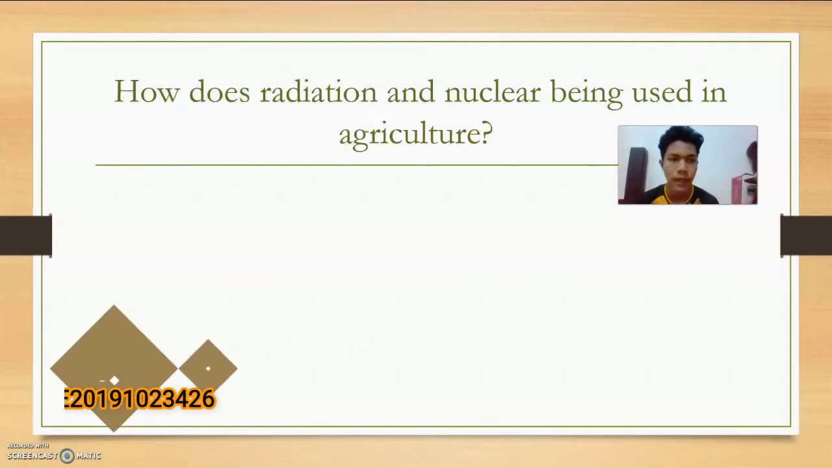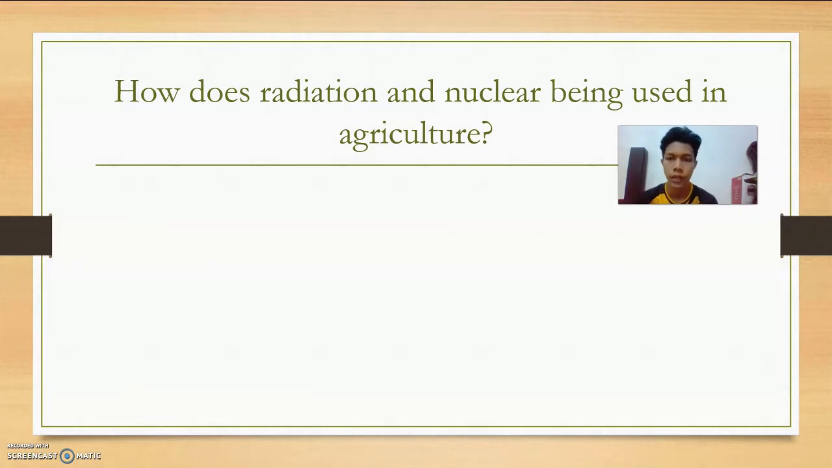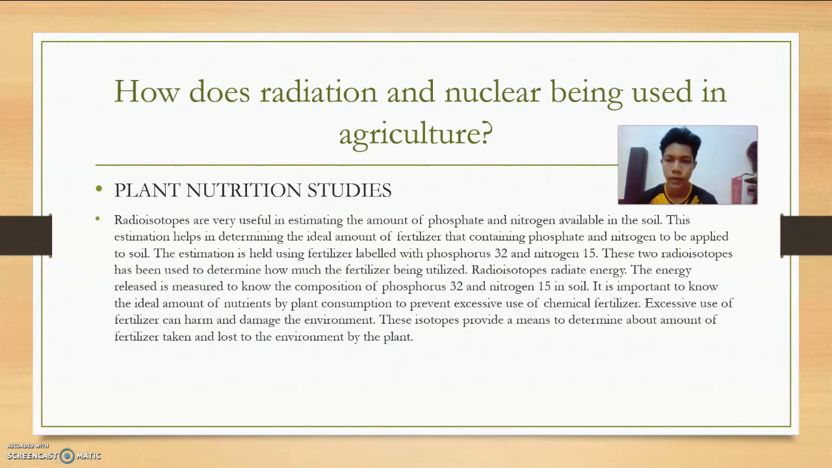Hi, it's me, Shahmi, and I will talk about how radiation and nuclear physics are used in agriculture. I will basically talk about plant nutrition studies. Radioisotopes are very useful in estimating the amount of phosphate and nitrogen available in the soil. This estimation helps in determining the ideal amount of fertilizer containing phosphate and nitrogen that is required to be applied to soil.